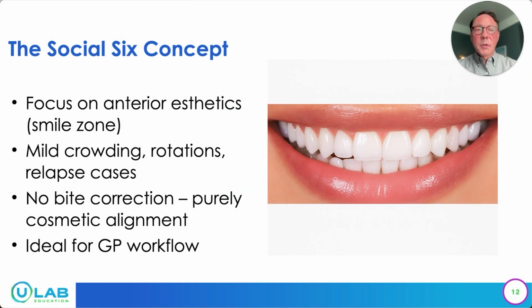Let's go over the Social 6 concept. Our goal is to focus just on anterior aesthetics, which is the small zone. For this Social 6 area, we're focusing on canine to canine, top and bottom, mild crowding and rotations, and then relapse cases. No bite correction, purely cosmetic alignment, and this is ideal for the GP workflow.